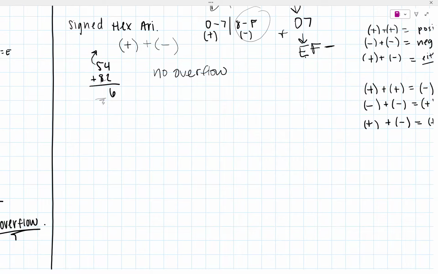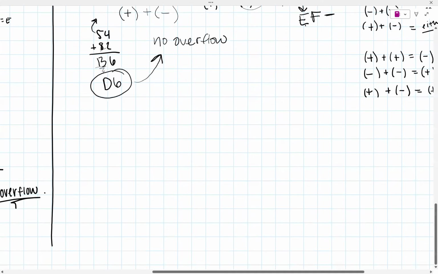Okay. And then let's just add like regular. So 5 plus 8, that is going to be 13, which is the equivalent of D6. So that's the answer. It's going to be D6 with no overflow. Okay. Let's look at the next example.